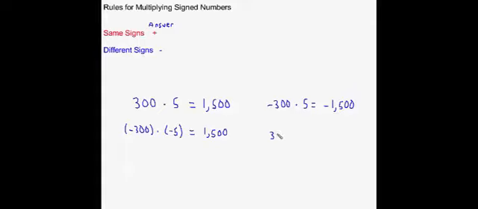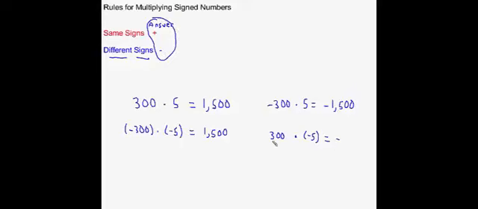Well, the other way that this could happen, where you'd have different signs, would be if the first number was positive, and it was the second number that was negative. So I changed the negative 300 to positive 300, and I changed the 5 to negative 5, just to point out that in this case, you would still get a negative result because the signs are different. It doesn't matter which one's positive, which one's negative. The fact that one's positive and one's negative means they have different signs, meaning that your answer is going to come out to be negative in that case.